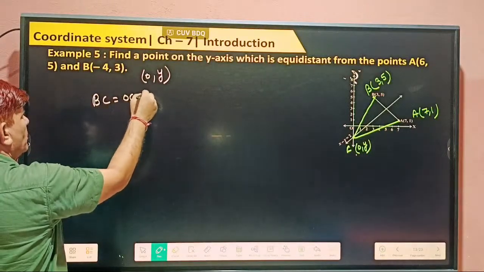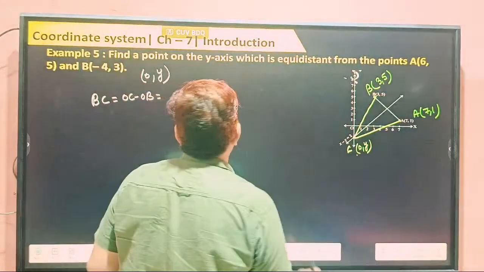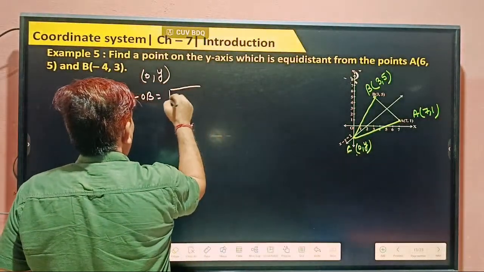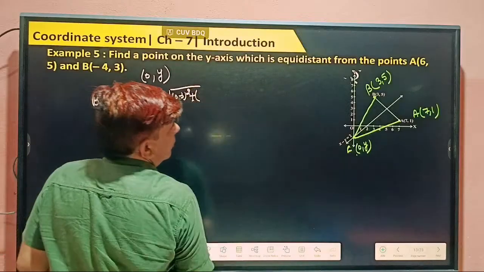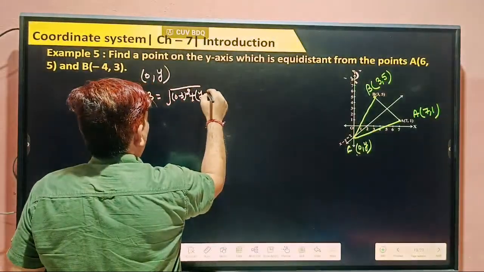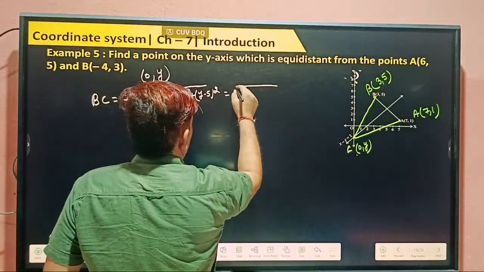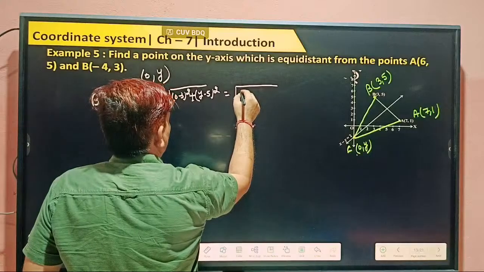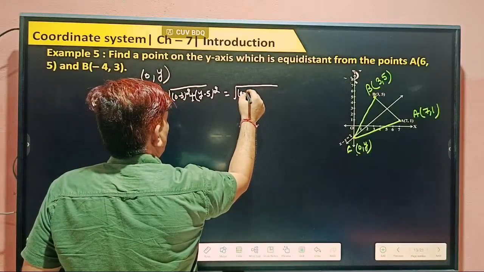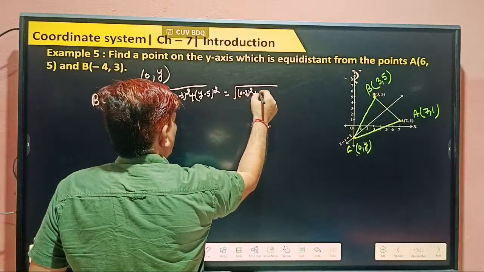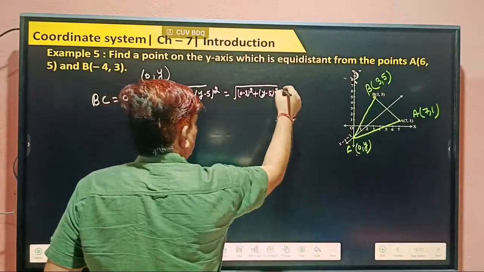BC equal to OC minus OB. So what's your C? 0 minus 3. 0 minus 3 whole square plus y minus 5 whole square. So this becomes like this. As it is, you can write 0 minus 3 whole square plus y minus 5 whole square. This is your one.